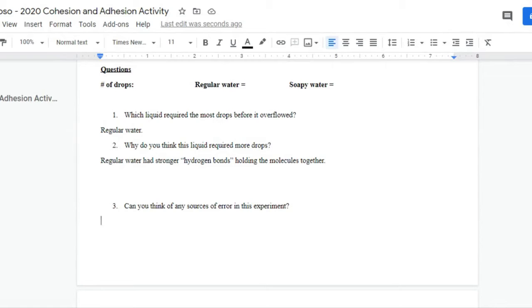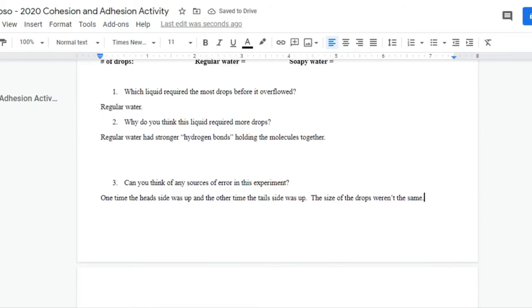Can you think of any sources of error in this experiment? Well, if you remember, one time the heads side was up and the other time the tails side was up. Well, remember, that's a controlled variable. So if you have the head side up for the regular water, you got to have the head side up for the soapy water. You can't flip it around because one side of the coin may just hold more liquid than the other side. And also the size of the drops weren't the same. So it didn't seem like the size of the drops were exactly the same.